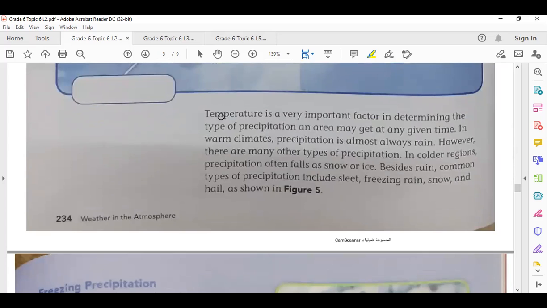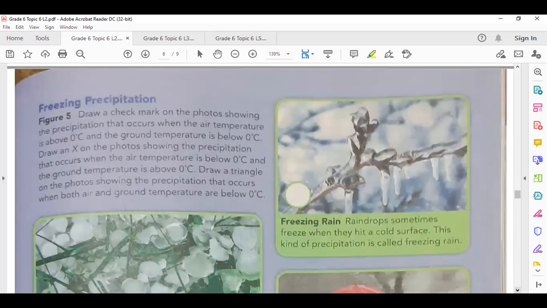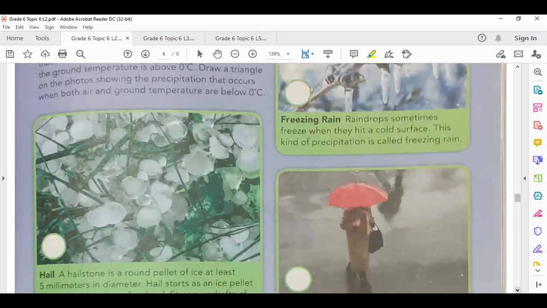The temperature is very important in determining the type of precipitation. For example, in very cold areas, most precipitation becomes snow or ice. Look, in colder regions, precipitation falls as snow or ice. Okay, what are the common types of precipitation? Sleet, freezing rain, snow, and hail. In addition to rain, there are other forms of precipitation: sleet, freezing rain, snow, and hail. These are the types of precipitation.